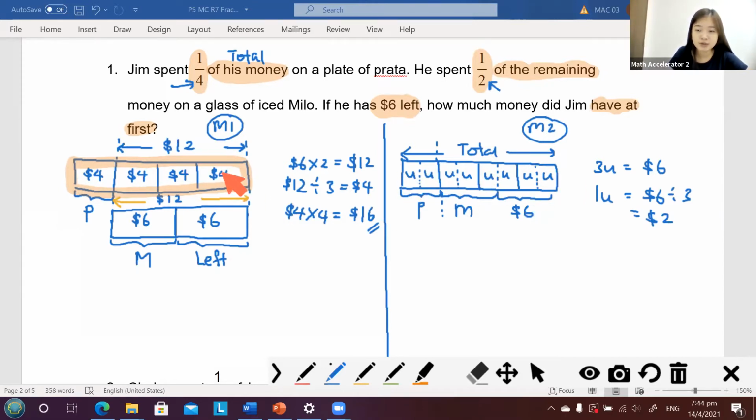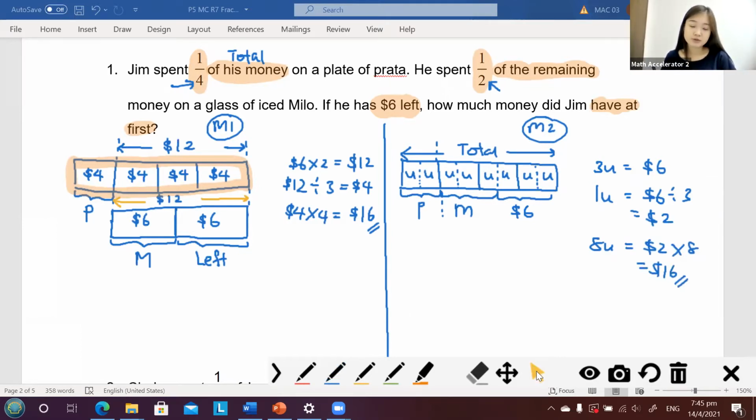Not 4. 4 is the big units. You already split it into 2. So you will have a total of 8 units. So you still get your answer 16. Yes, you can also do branching, right?